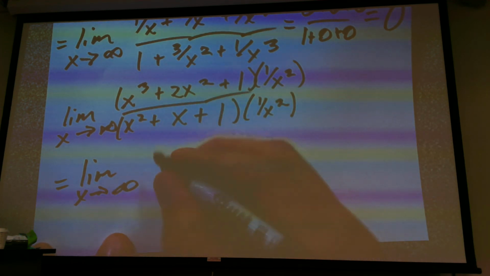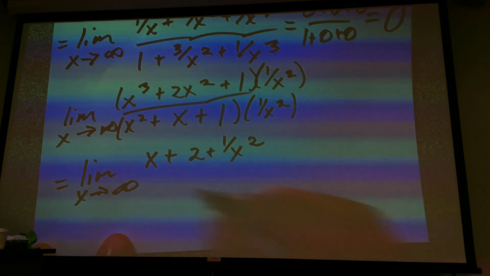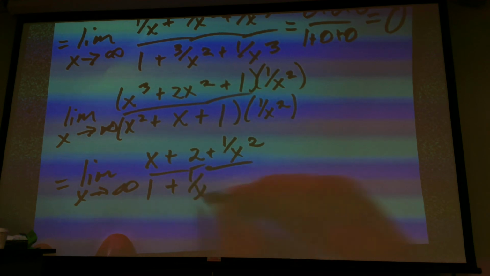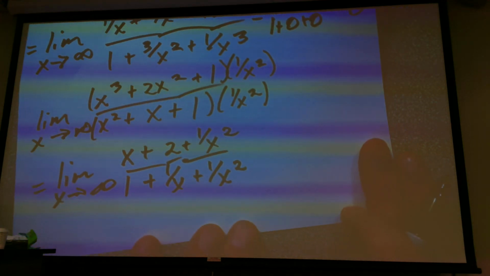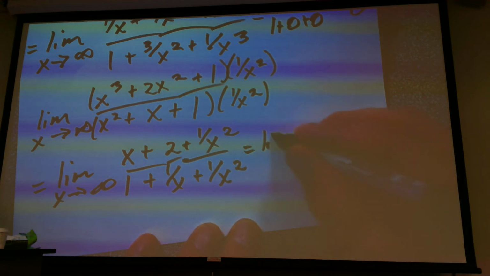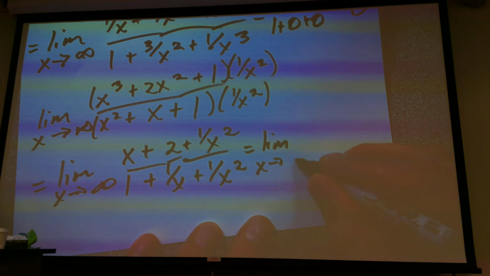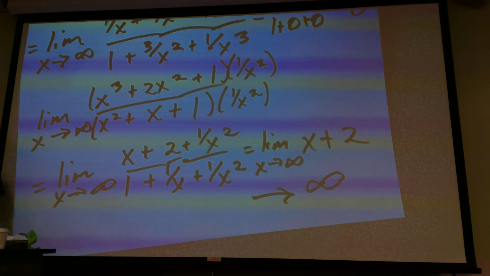Okay, so x cubed divided by x squared is just x. 2x squared divided by x squared is just 2. And that becomes 1 divided by x squared. Now that's 1 plus 1 divided by x plus 1 divided by x squared. Okay. Well, that goes to 0, that goes to 0, that goes to 0. And that's going to be the limit as x tends towards infinity of x plus 2. Well, at that point, you can just say, you know what, that's going to tend towards infinity, because infinity plus 2 is just infinity.